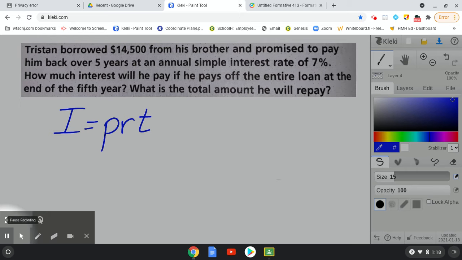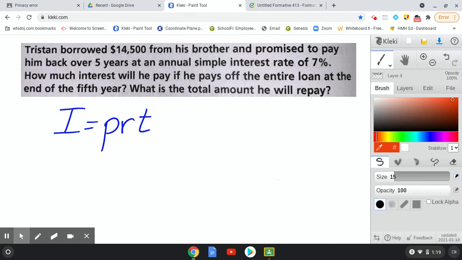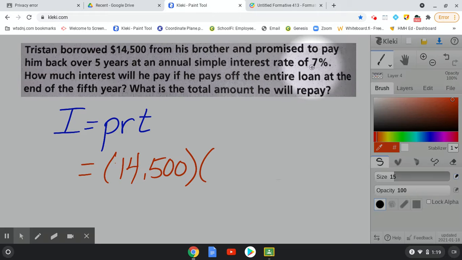Okay, so remember, we talked about the amount borrowed, that's the principal amount, right? There are two questions here. They're first asking how much interest will he pay if he pays off the entire loan? So we're going to solve for I here, okay? So we're going to plug in the rest of the information. They told us that the principal, the amount he borrowed, was $14,500, right? There's a simple interest rate of 7%.